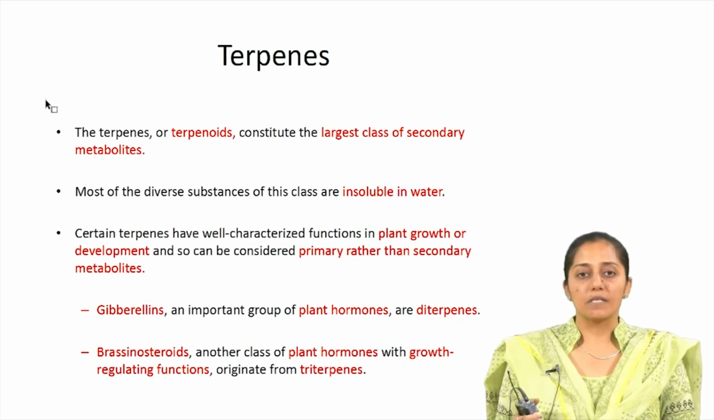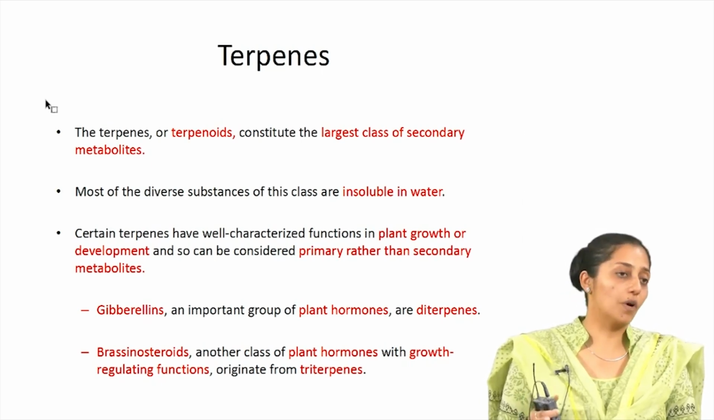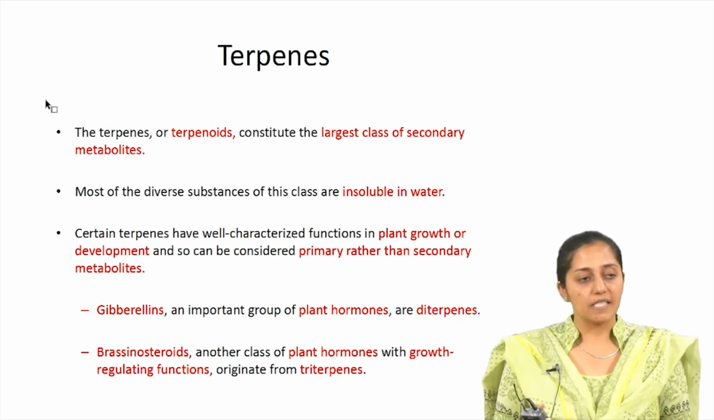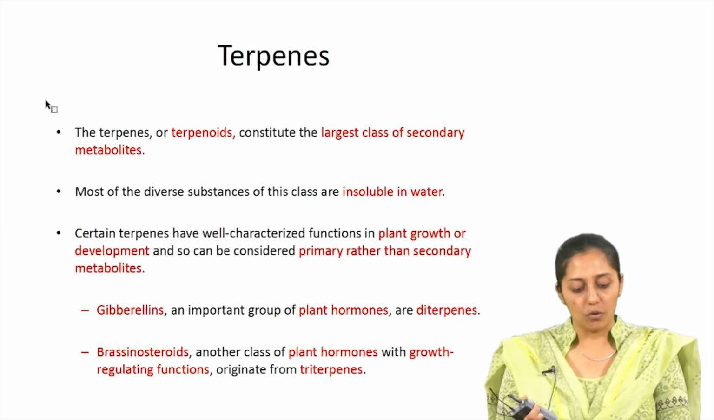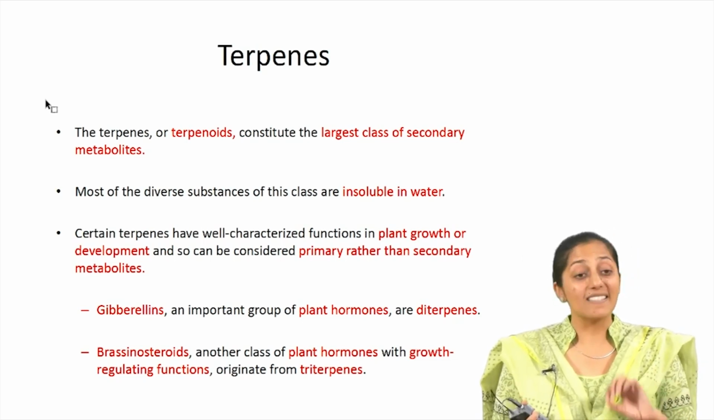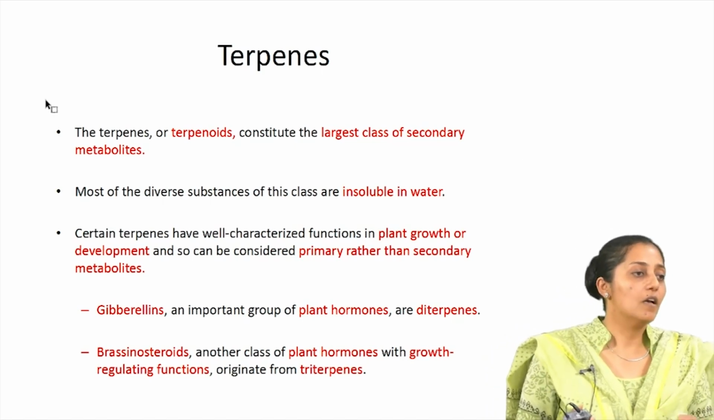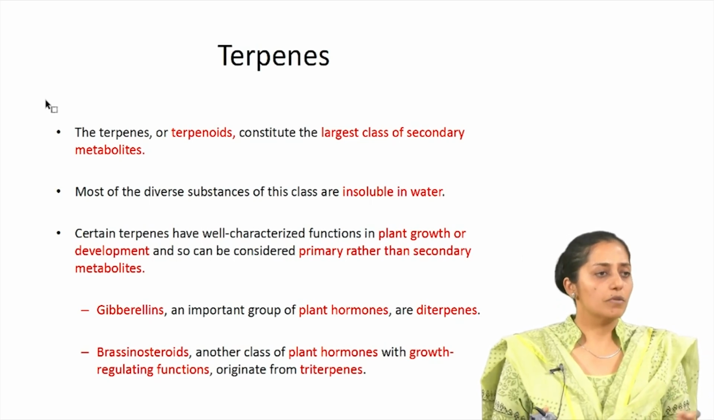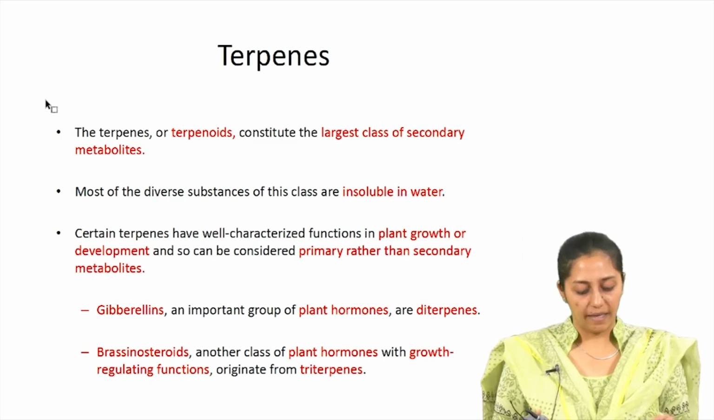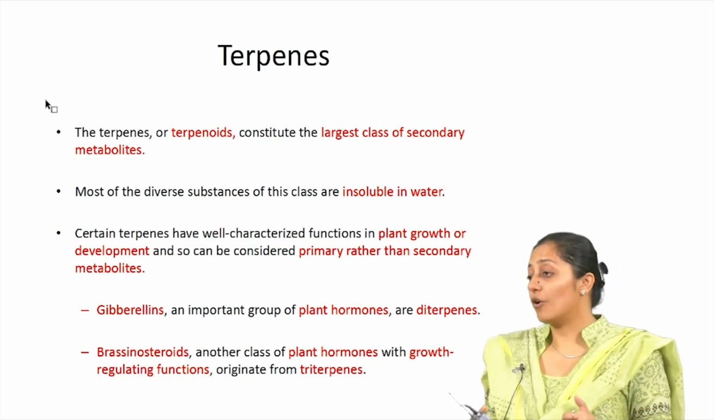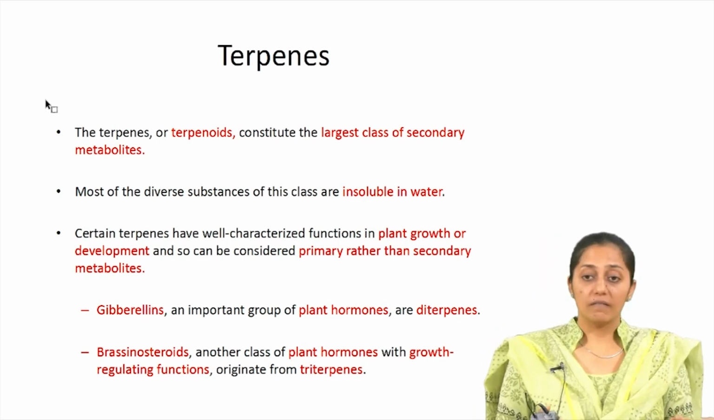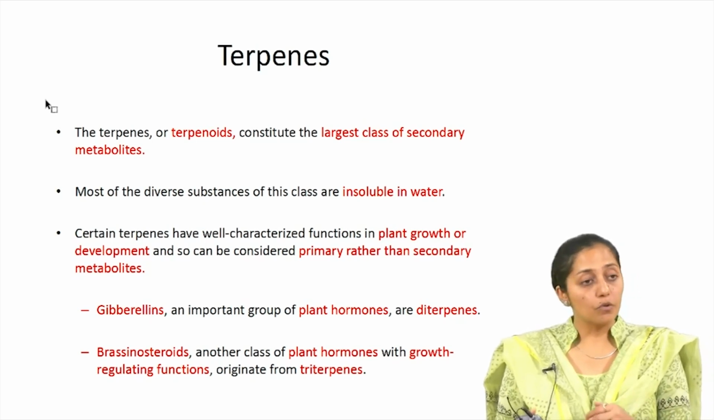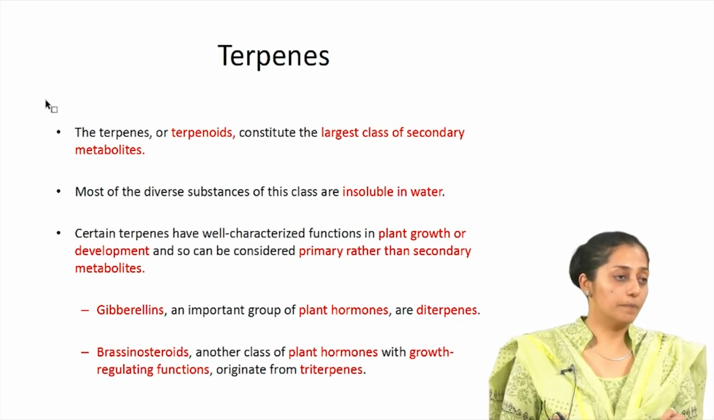Now most of the diverse substances of this class are insoluble in water. So they are not soluble in water. Then certain terpenes have well characterized function in plant growth or development, and so can be considered as primary rather than secondary. So some of these terpenes also can play a role in growth and development. Therefore they are classed as primary rather than secondary. For example, some of the plant growth hormones like gibberellins. Gibberellin we have studied, it is one of the plant growth hormones. So gibberellins are an important group of plant hormones, and it is a diterpene moiety.